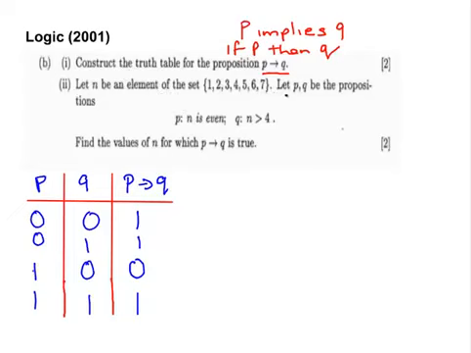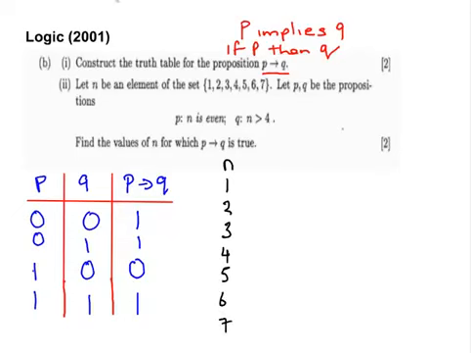Okay. Now, let n be an element of the set 1 to 7. So the numbers there, 1 to 7. And let P, Q be the propositions as follows. P: n is even, and Q: n is greater than 4. So what we're going to do now is write out that truth table. I'm going to set it up here. N: 1, 2, 3, 4, 5, 6, and 7.